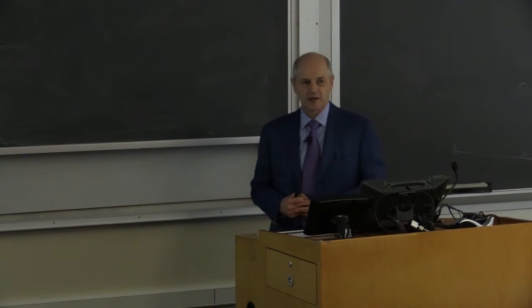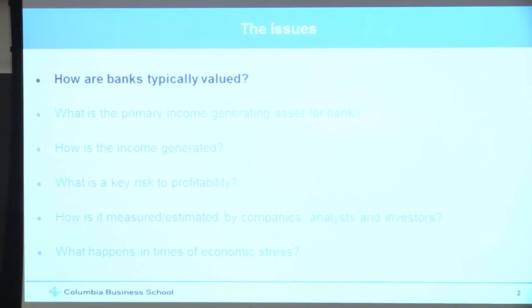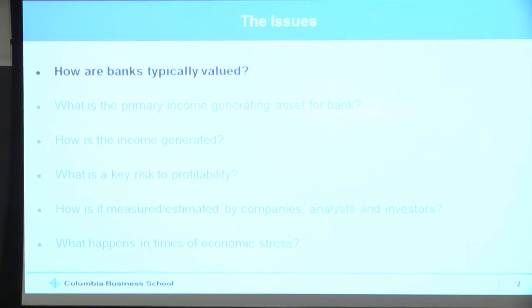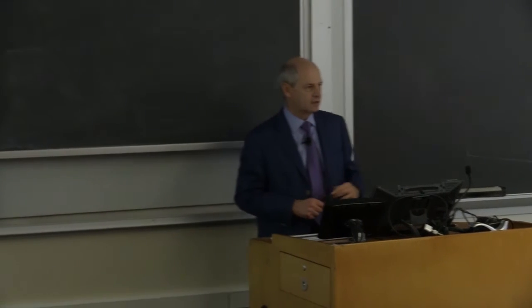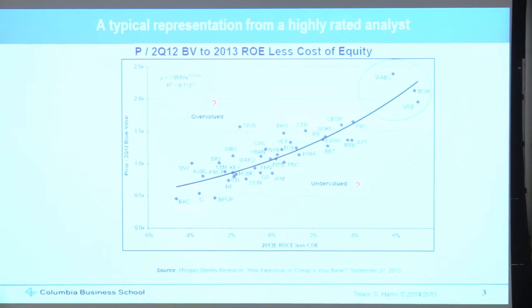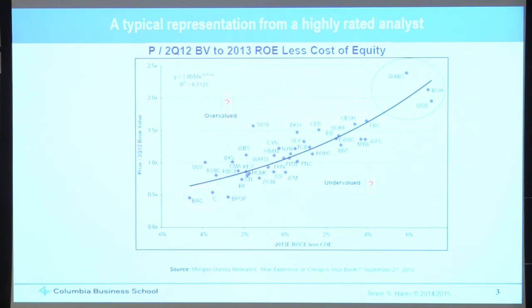So the first question is, how are banks typically valued? Anyone want to hazard an answer for that? So book value, market to book is one, and tangible book two. Anybody else? Yeah, but it's related to the return on equity. The book value is important, but it's also what you generate in terms of the book value, or the equity that you invested. And it could be tangible or combined.